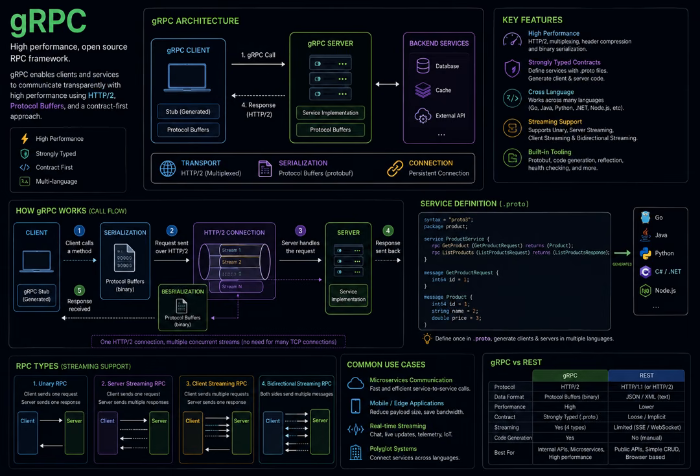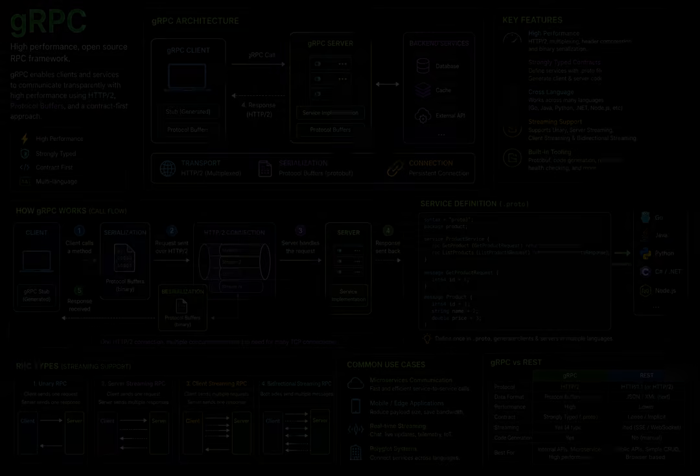gRPC. gRPC is a high-performance RPC framework developed by Google for fast server-to-server communication. It uses protocol buffers to serialize data into binary formats rather than JSON, reducing payload size and network latency.